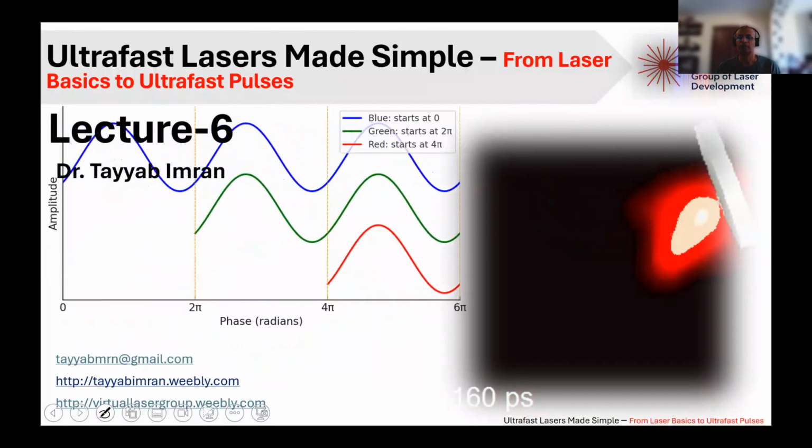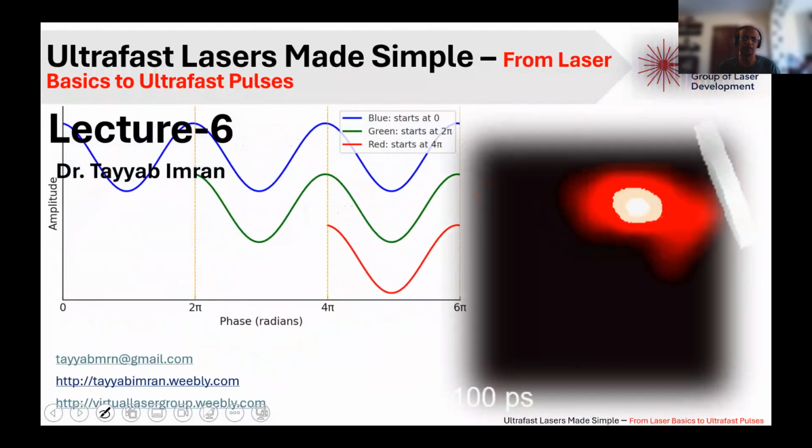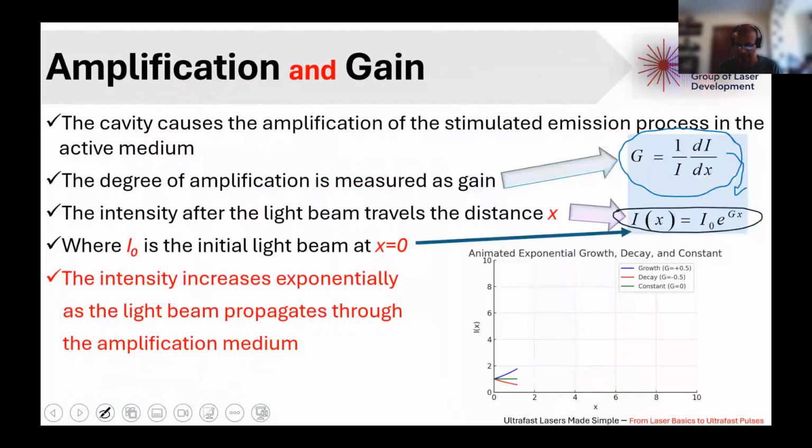So if you see here in the first slide, it will come later, so I'll explain later. Okay, so amplification and gain. As I mentioned, we have a gain medium. The gain medium is basically what? Laser medium. So if there is a gain medium, there will be a gain as well. And the degree of amplification, how much a thing can be amplified, that we call gain. So the gain formula is here, and if you integrate that formula, okay.